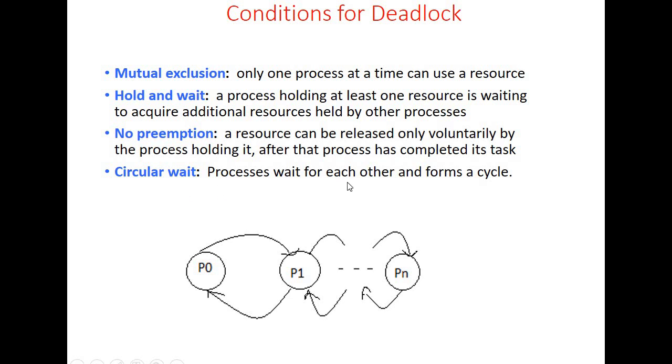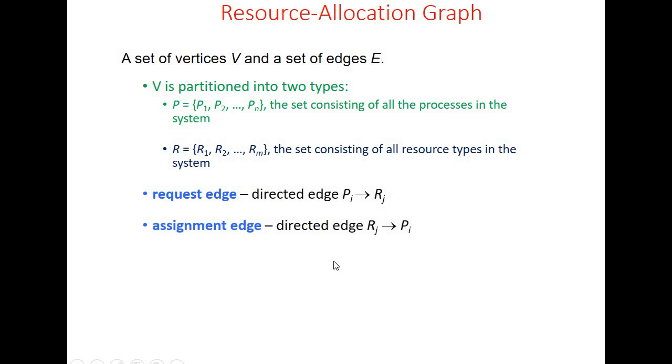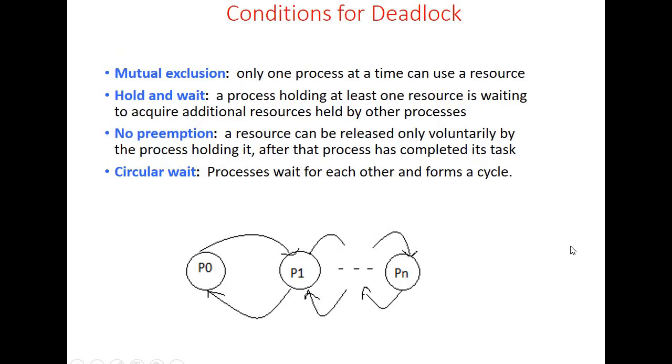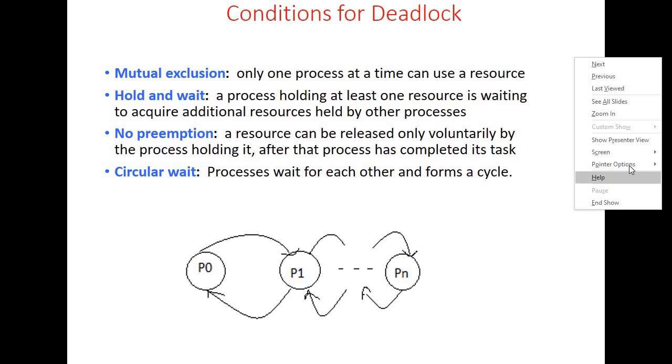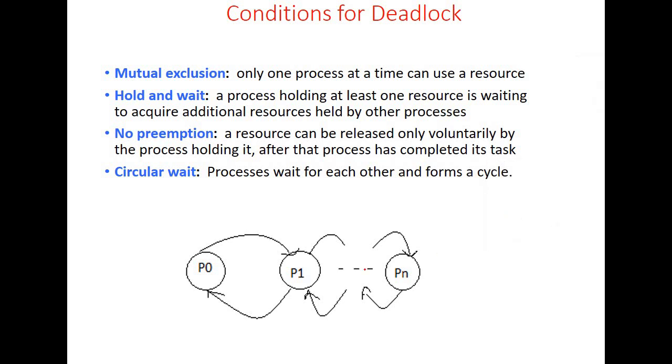Circular wait. Processes wait for other resources and form a cycle. See this condition. Assume that there are n processes: P0, P1, P2, P3 like that up to Pn. P0 is waiting for the resource held by P1. P1 is waiting for the resource held by P2. P2 is waiting for the resource held by the next process. In that way, Pn minus 1 is waiting for the resource held by Pn. In turn, Pn is waiting for the resource held by Pn minus 1.